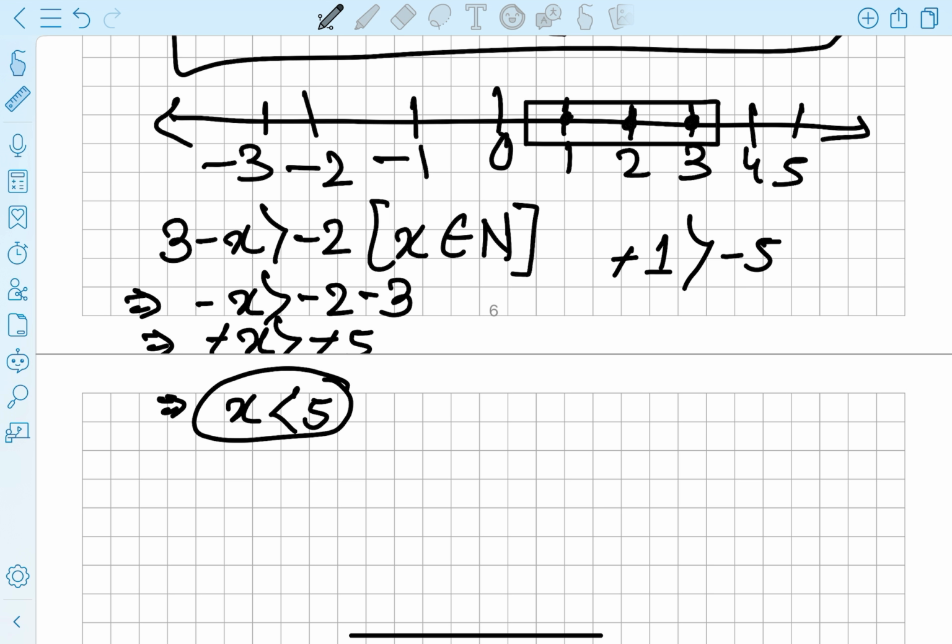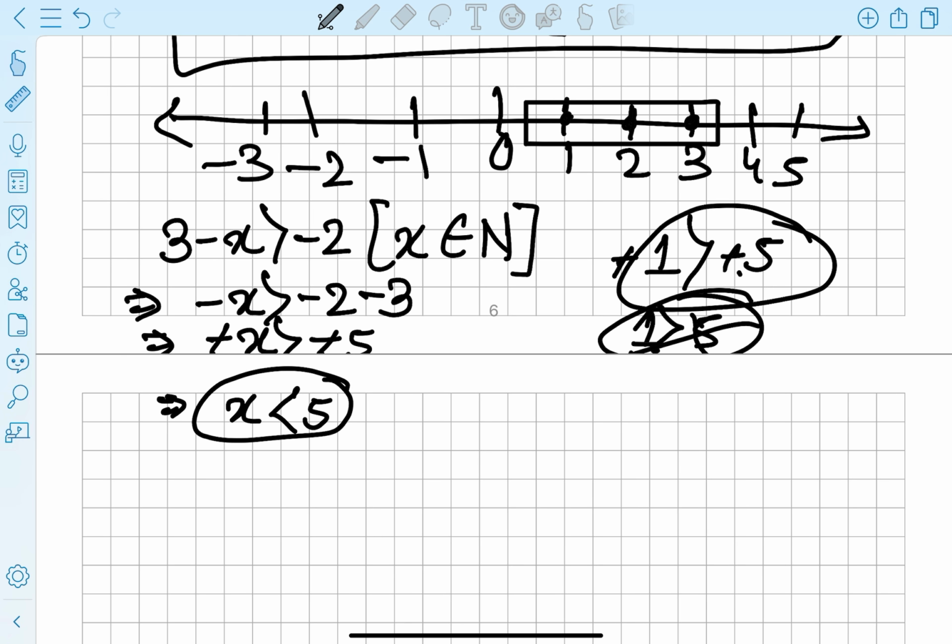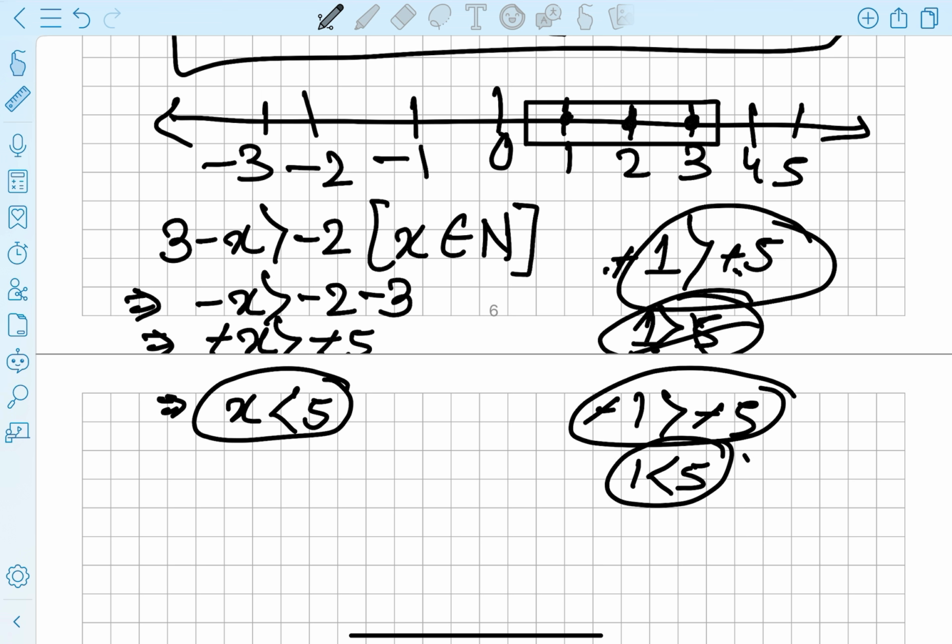But if I cancel out the minus, is this true? 1 is greater than 5? This is not true. So if you are cancelling out the minus signs, you have to change the inequality sign. The first form is correct, but if you're cancelling out the minus signs, you have to change this sign. This is what I'm trying to explain to you.